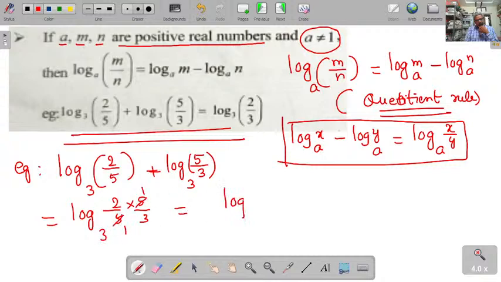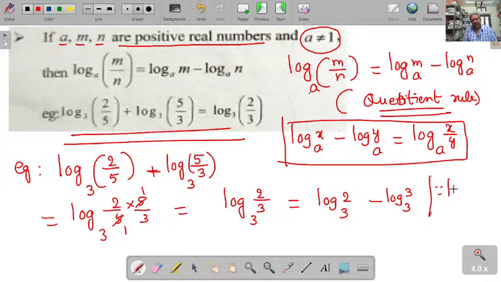This is log of 2 by 3 to the base 3. So it appears to be log m by n to the base a, which equals log m to the base a minus log n to the base a. So this can be expressed as log 2 to the base 3 minus log 3 to the base 3. My dear students, log 3 base 3 is 1. So we can write this as log 2 base 3 minus 1.